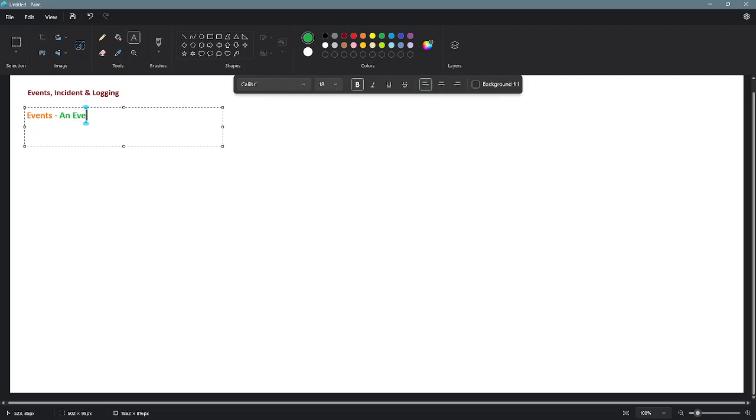An event is the observed change in our day-to-day operation of a system, network, process, workflow, etc.